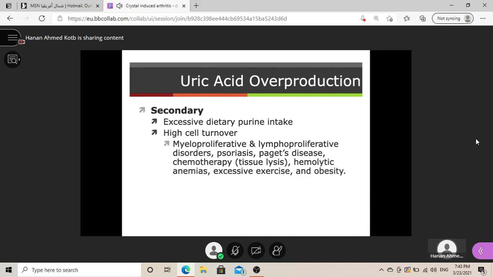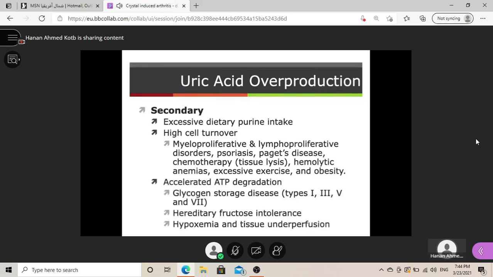In hemolytic anemia, of course in a hemolytic crisis, and with excessive exercise, but I'm not talking about regular exercise in the gym. We're talking about someone training 11 or 12 hours per day, strenuous exercise to the degree that our muscle bulk breaks down, so I have purine release. Obesity is also one of the causes of high cellular turnover and uric acid overproduction. Another secondary cause is accelerated ATP degradation that could be seen with glycogen storage diseases or hereditary fructose intolerance, or when there is hypoxemia, meaning tissue ischemia or tissue underperfusion.